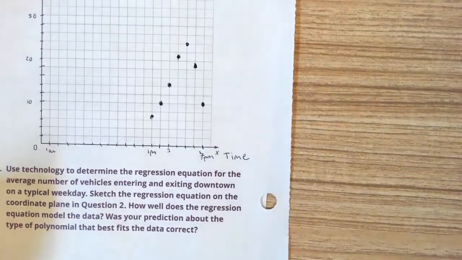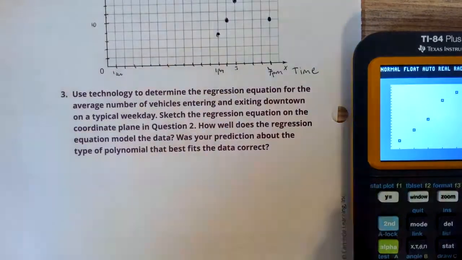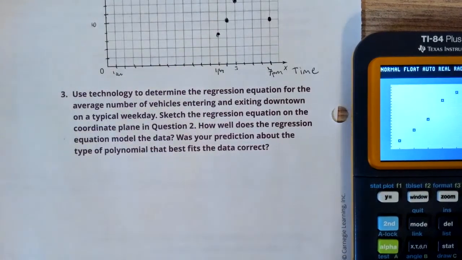Well, actually, we'll just do question 3 first. So use technology to determine the regression equation for the average number of vehicles entering and exiting downtown. Sketch the regression equation on the coordinate plane in question 2. How well does the regression equation model the data? What's your prediction about the type of polynomial that best fits the data? Correct.